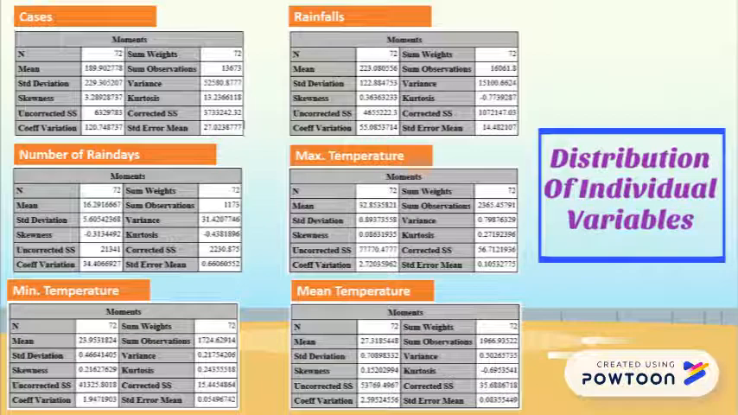Skewness is a measure of symmetry, or more precisely, the lack of symmetry. The skewness value can be positive or negative, or undefined.